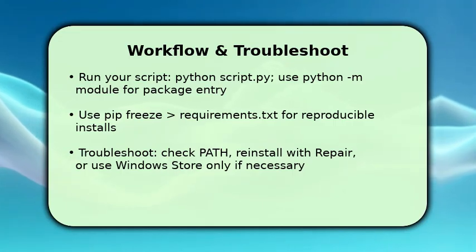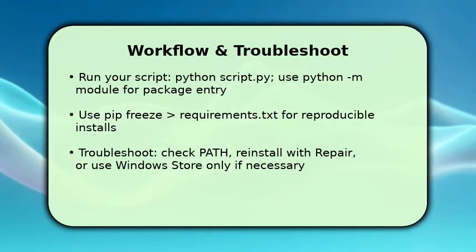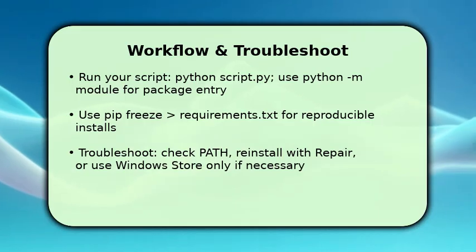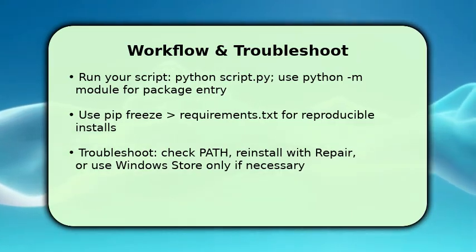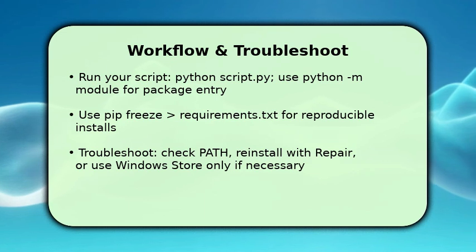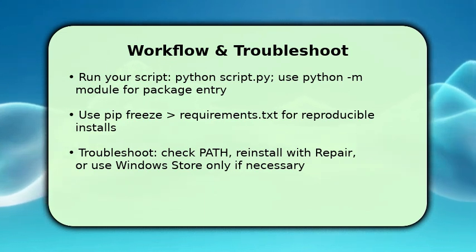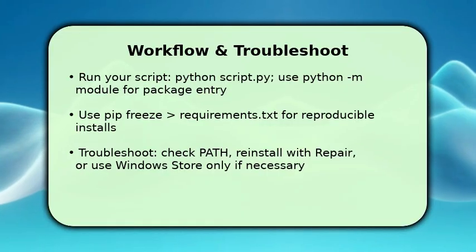If something fails, start troubleshooting. First, confirm the path with which python is running, then try python -m pip install --upgrade pip to fix installer issues. If the problem persists, rerun the installer and choose Repair, or uninstall and reinstall. Only use the Windows Store version if you accept its sandboxed behavior.